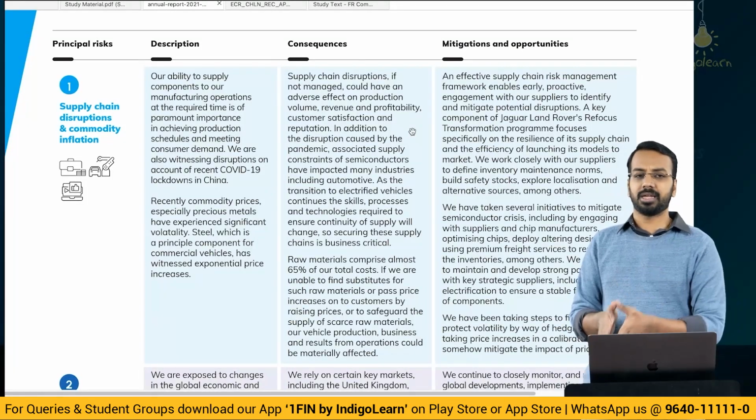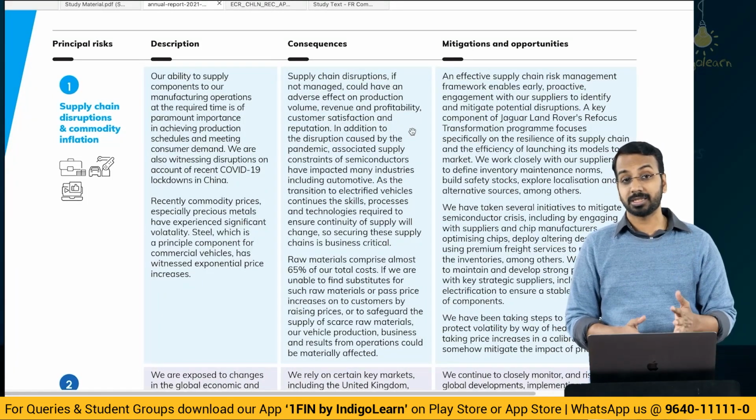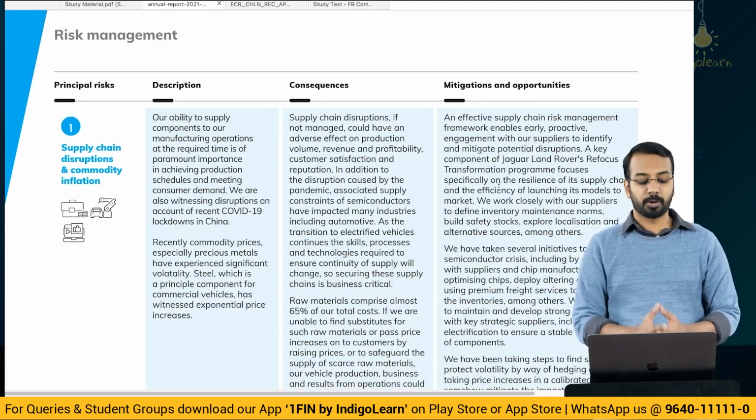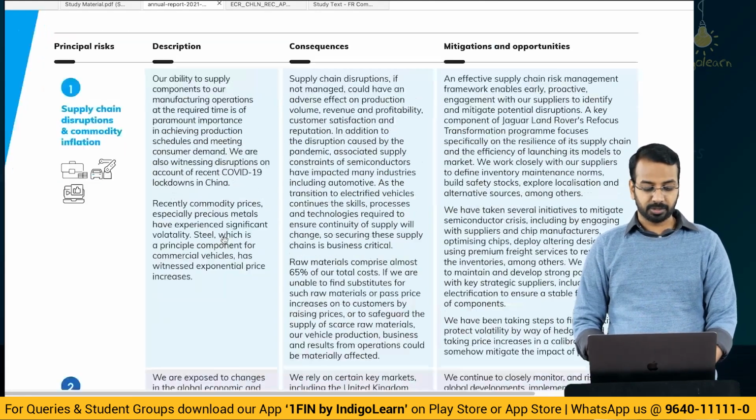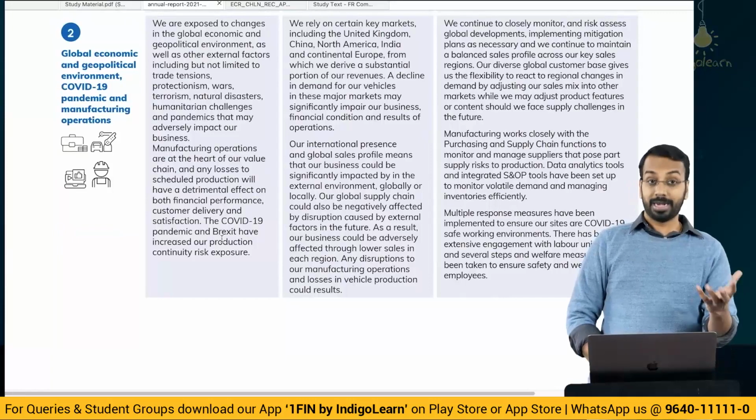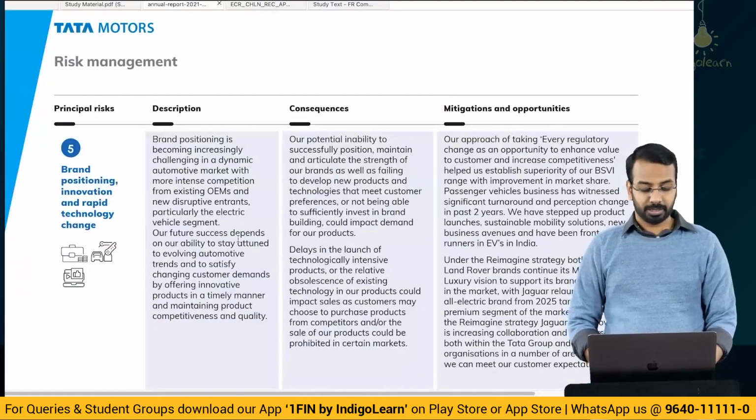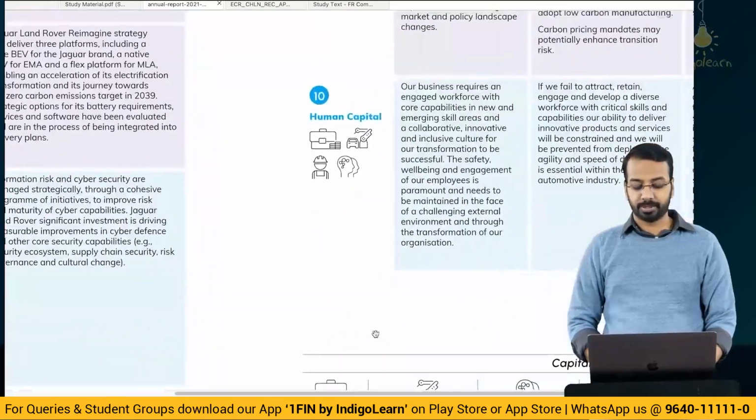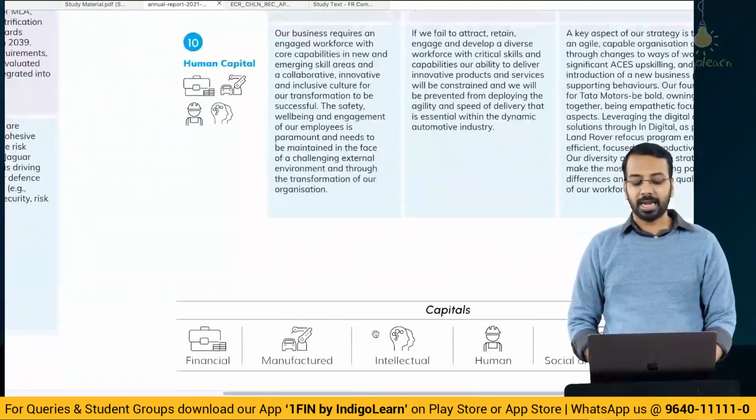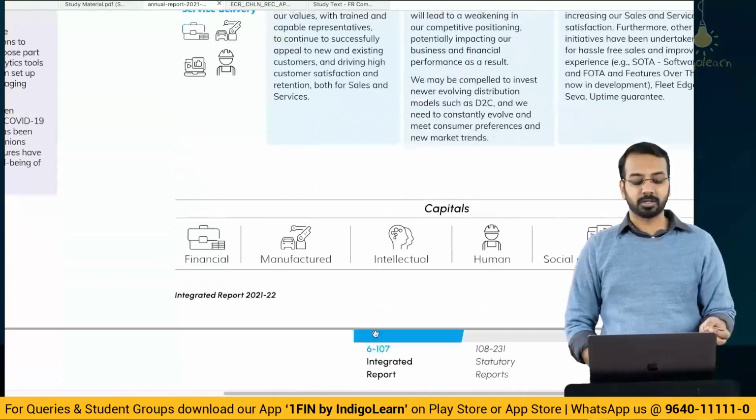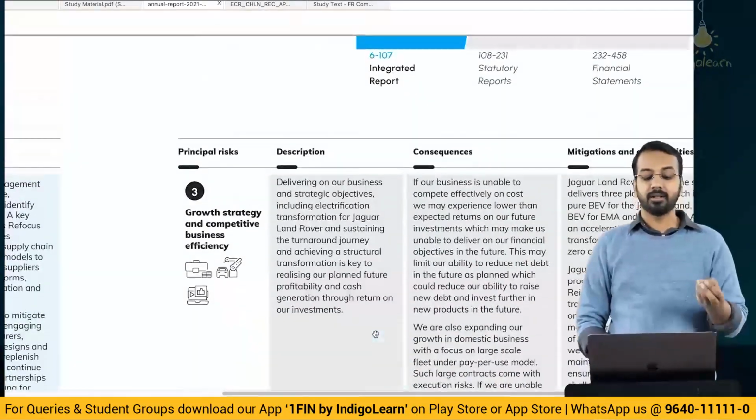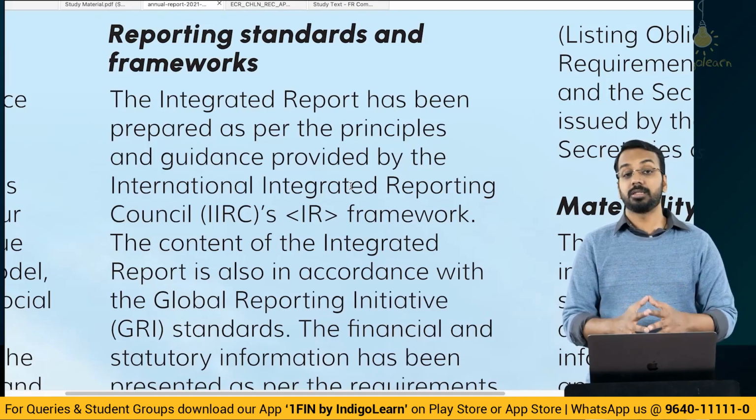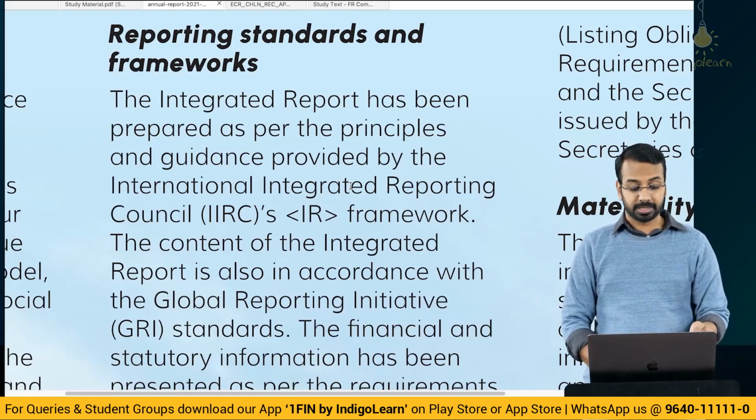A lot of details are given as a part of the management discussion and analysis, as a part of the integrated annual report. Then they also talk about various aspects of risk management like supply chain disruption, pandemic when it happened, what was the issue, then how do they position their brand, right? Issues with climate change, human capital, right? So these are the capitals, and connected to these capitals, what are the various risks that they are facing, that is also disclosed.